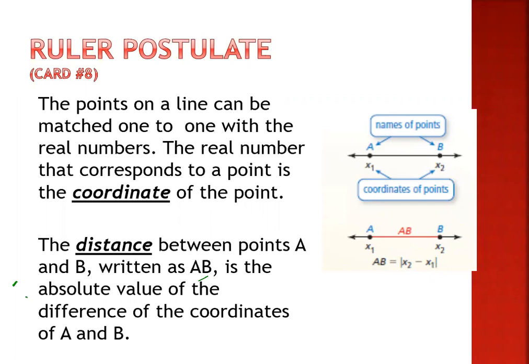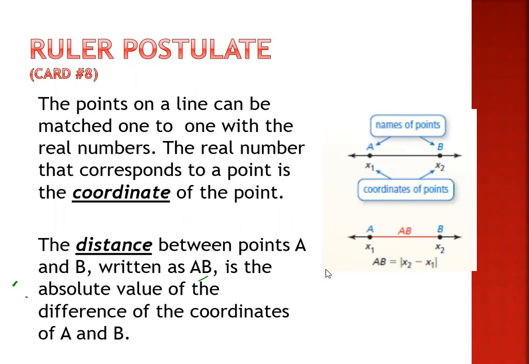This is called what? Coordinates. Coordinates of points. And we have A and B, and A and B mean the names of points. So please don't confuse between both. We have coordinates of points and we have names of points.